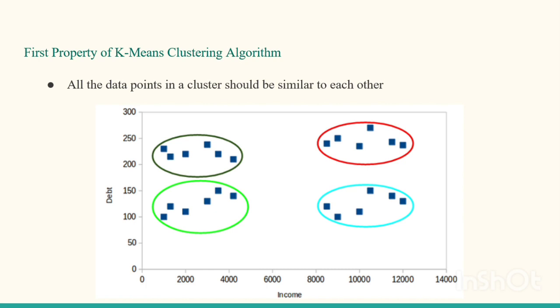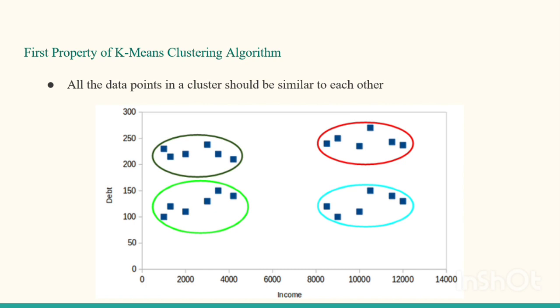So let's look at the properties of these clusters. First property of the K-means clustering algorithm: all the data points in a cluster should be similar to each other. Let me illustrate it using the example. If the customers in a particular cluster are not similar to each other, then their requirements must vary. If the bank gives them the same offer, they might not like it, and their interest in the bank might reduce.